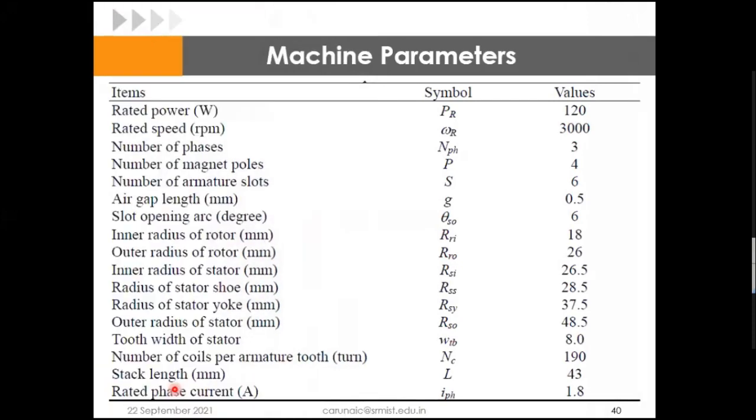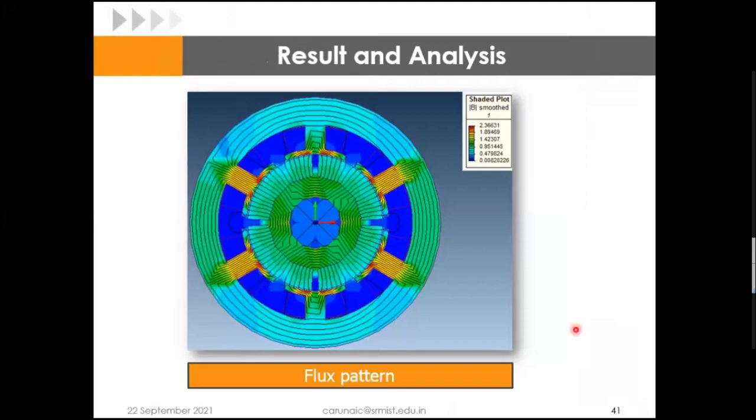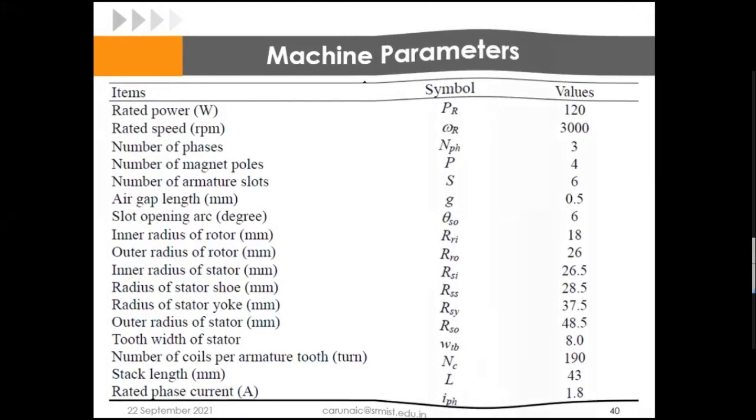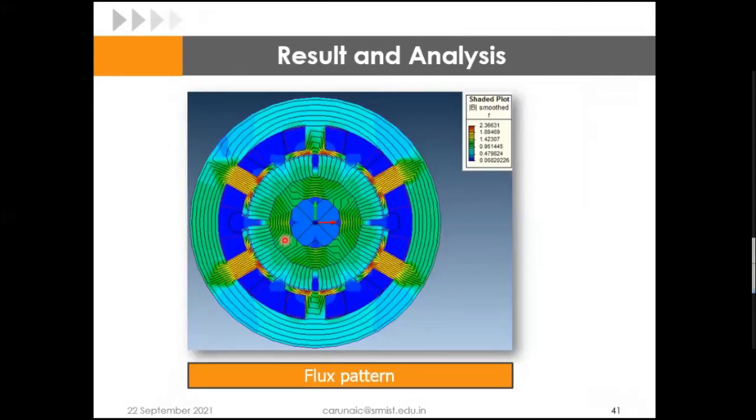So this is the complete machine parameter. What is the rated power, rated speed? This is a 120 watt, 3000 RPM BLDC motor. Here you have the dimensions of the machine also, and based upon these dimensions, we have developed it. This is the flux pattern, the output result which we have achieved through this software. You can see the output values are closely related to the machine parameters, so we can say the model is correct and has been validated. The flux is also linking properly with the core, and you do not have any leakage fluxes. So the model is fine and validated.